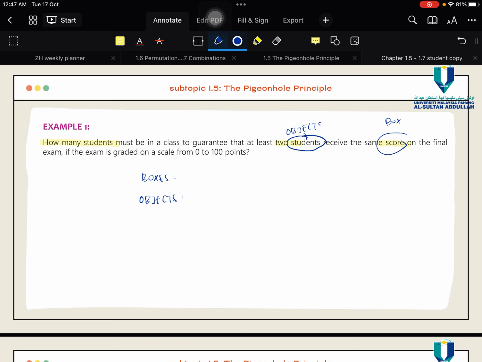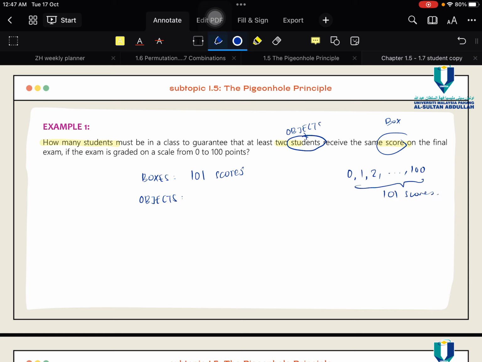So ada berapa score? Ada berapa skor? Daripada 0 hingga 100, ada 101 skor. Betul? Mungkin, yelah, kalau kertas ujian tu ada 100 markah, apa possible markah yang pelajar boleh dapat? Boleh jadi dia dapat 0. Boleh jadi dia dapat 1 sahaja. 2 sahaja sampailah 100. Okay? So ini kita ada 101 scores.